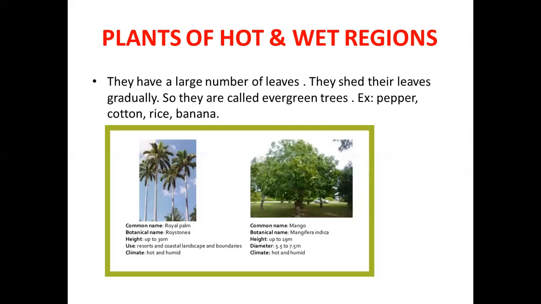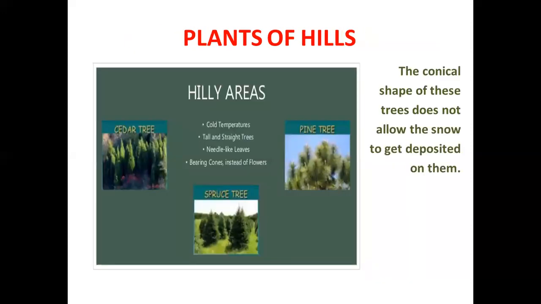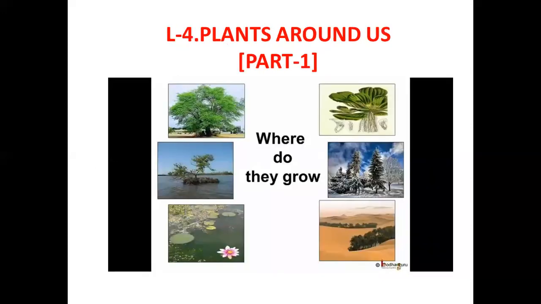Now let us once see what we have studied. So we see many plants around us. Some plants will be in plains, some will be in water, some are in deserts, some on hilly areas, everywhere. So the place where a living thing lives most comfortably is called its habitat, and the habitat is the natural home of a living thing.